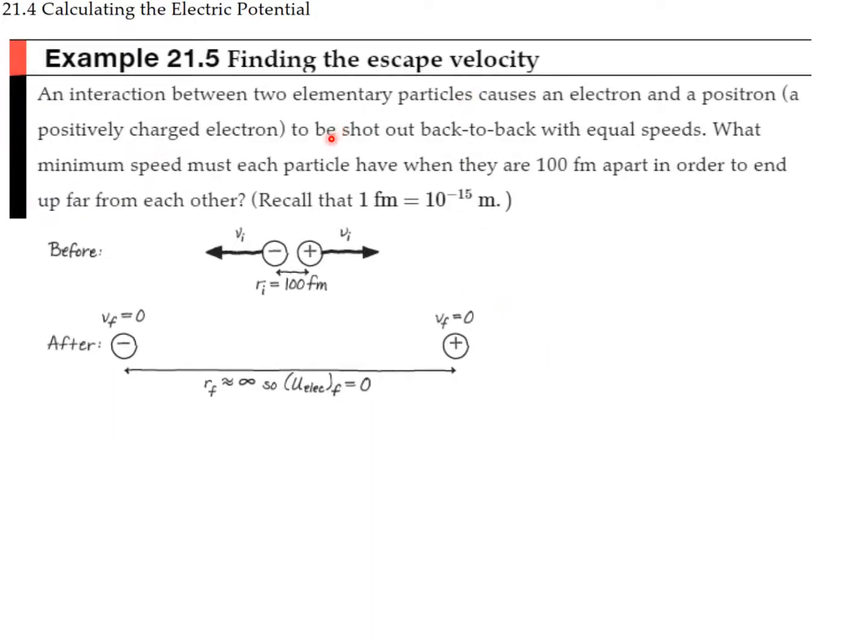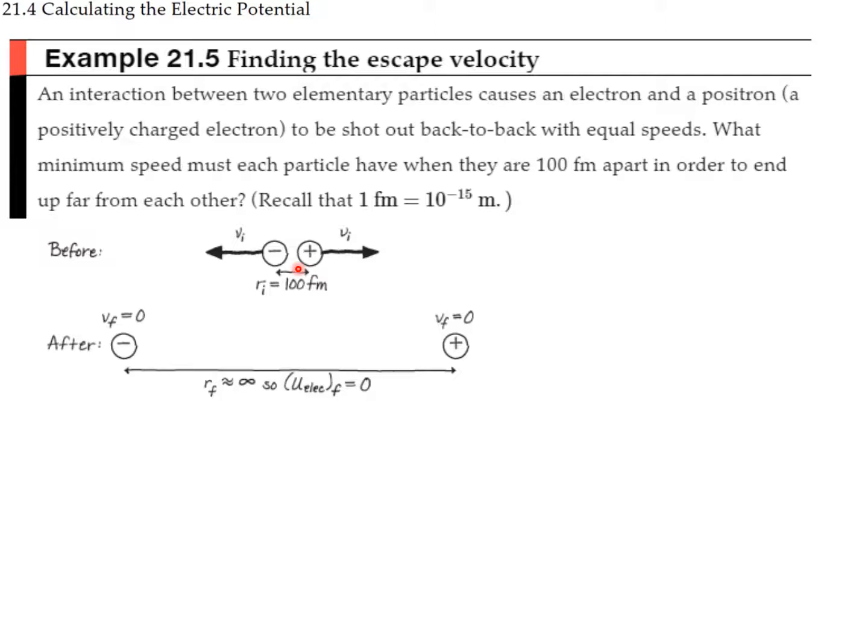Finding the escape velocity. We have a negative charge and a positive charge, and they are supposed to be elementary particles. One is an electron, and the other one is a positron. A positron is a positive electron, same mass, same charge, but only positive. And they are to be shot out back to back with equal speeds. So this one is being shot this way, this one is being shot that way. Of course, if they are not shot fast enough, they will attract each other, and this one will move away and then stop and then come back and annihilate with the electron.